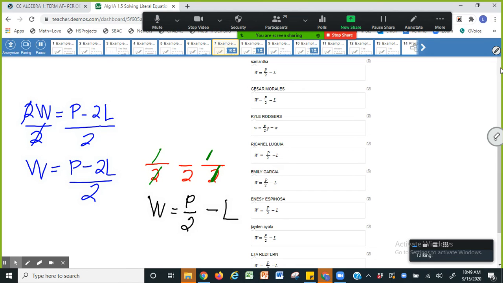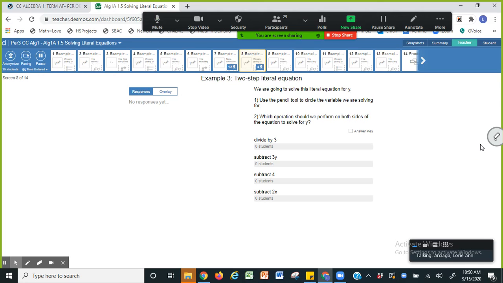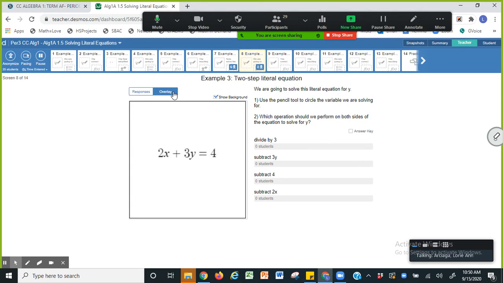Okay. I can see most of you have moved on to number 8. Go, go, go. Number 8. So now we're looking at a different equation. Use the pencil tool again to circle the letter that we're trying to get. Circle the letter we're trying to get.